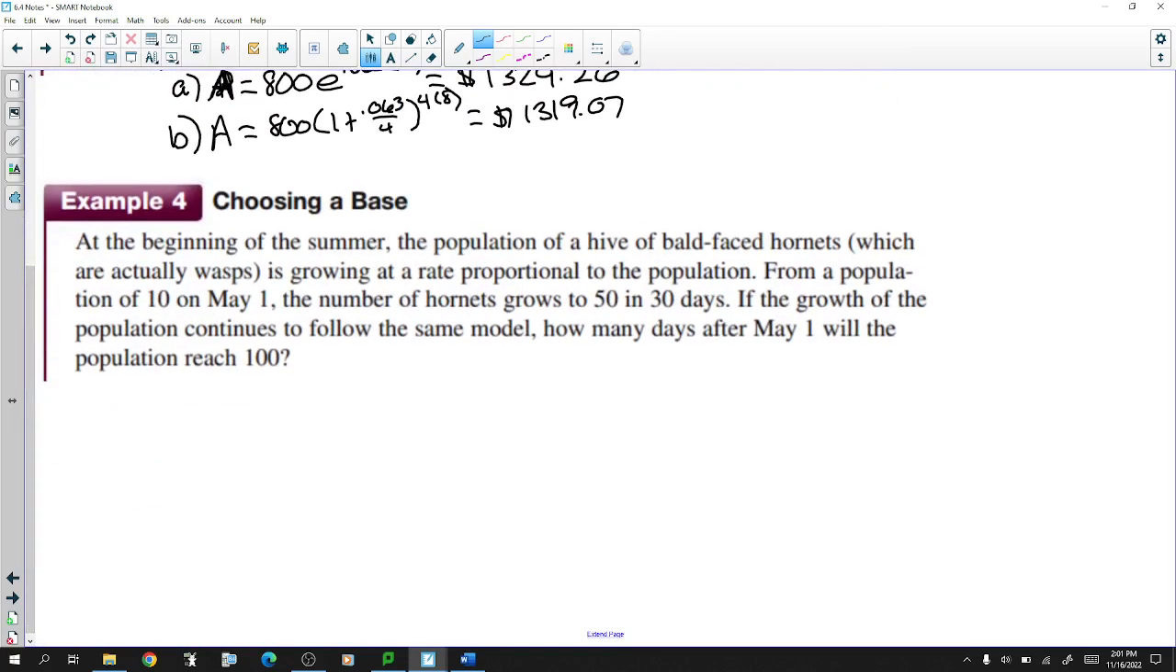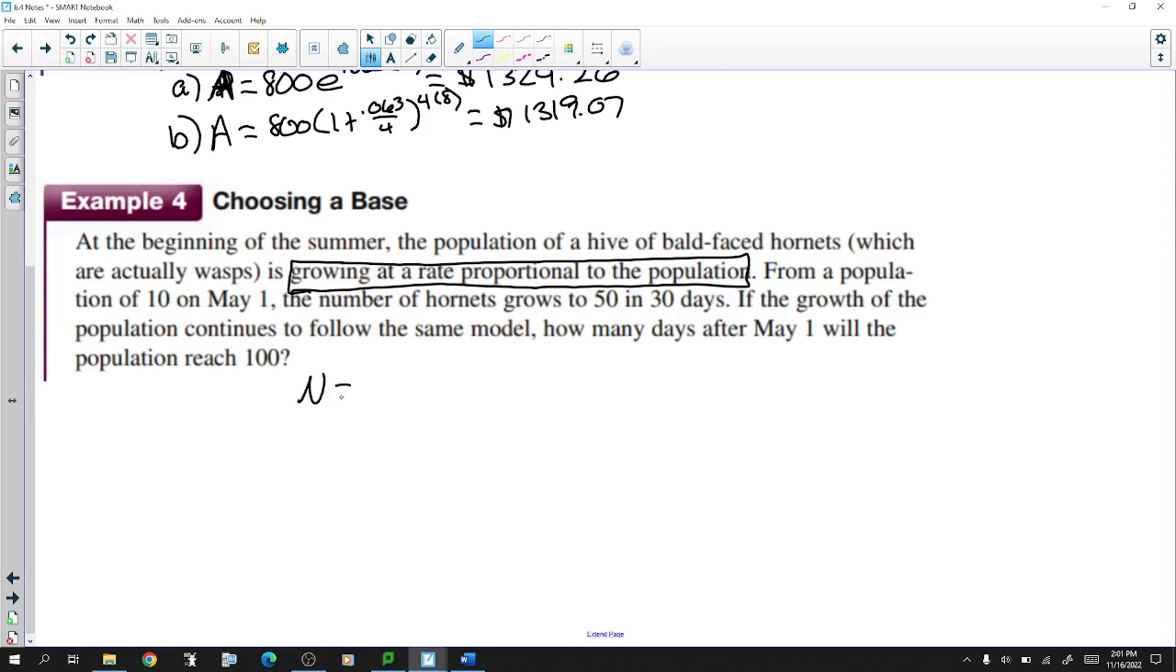At the beginning of the summer, the population of a hive of bald-faced hornets, which are actually wasps, is growing at a rate proportional to the population. Growing at a rate proportional to the population tells us that this is exponential growth. From a population of 10 on May 1, well, let's write a few things.